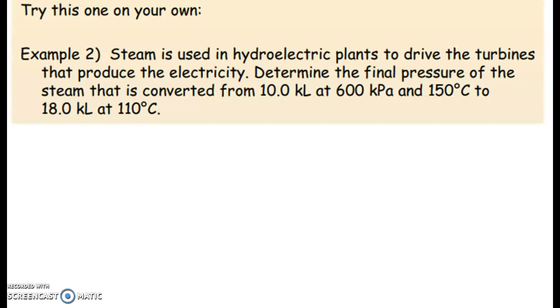So steam is used in a hydroelectric plant to drive the turbines that produce the electricity. Determine the final pressure of the steam that is converted from 10.0 kiloliters at 600 kPa and 120 degrees Celsius to 18.0 kiloliters at 110 degrees Celsius. Okay, so if you want to pause the video here, you can give this a try and then see how you did.